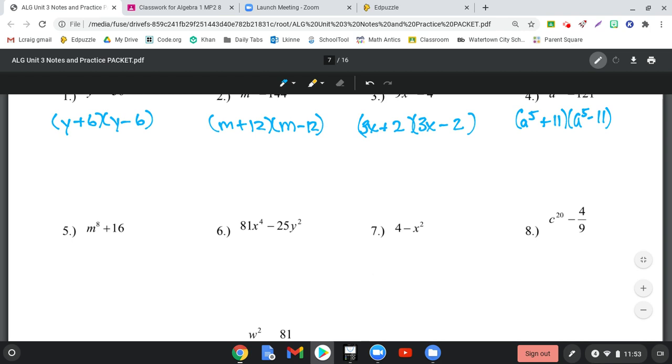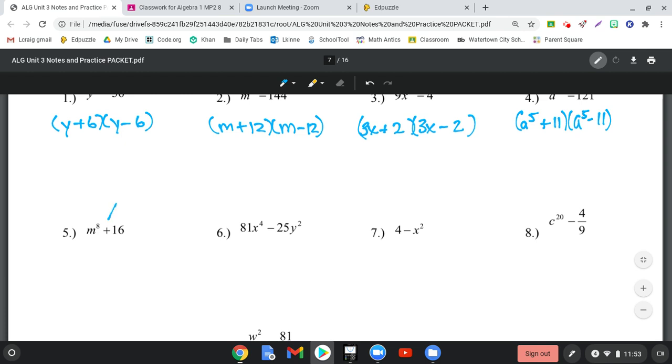This, it almost looks like it's m to the 4th plus 4, m to the 4th minus 4, but you can't have that plus sign. So this cannot be factored. All right. Because of the plus sign, it's not a difference. It's got to be the difference of the two.